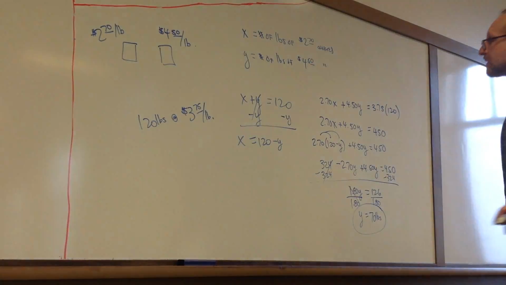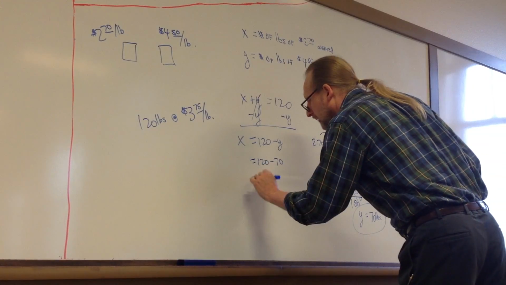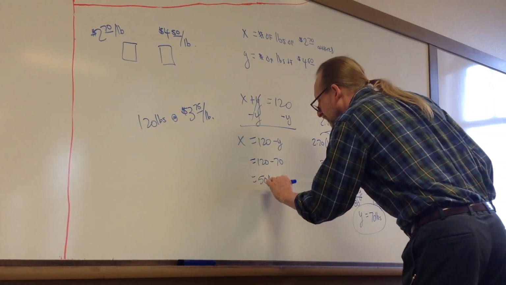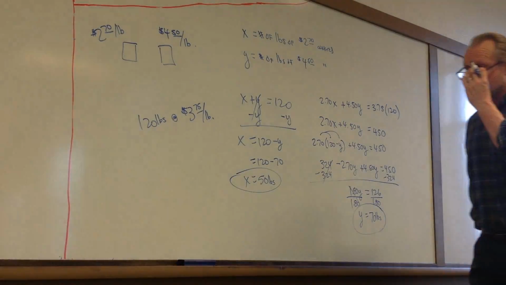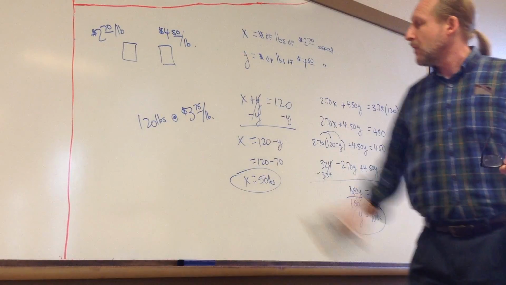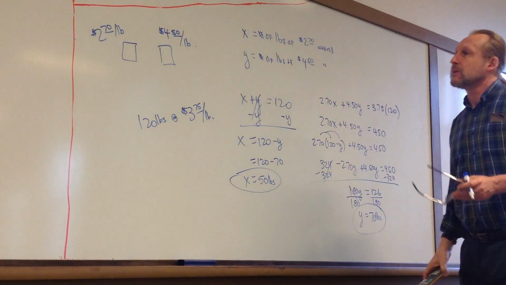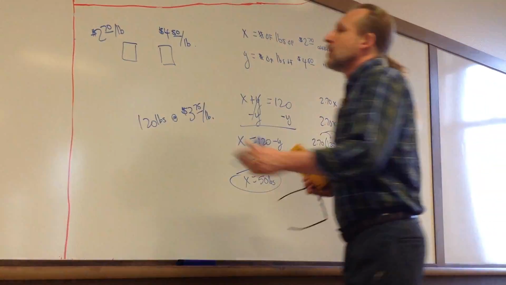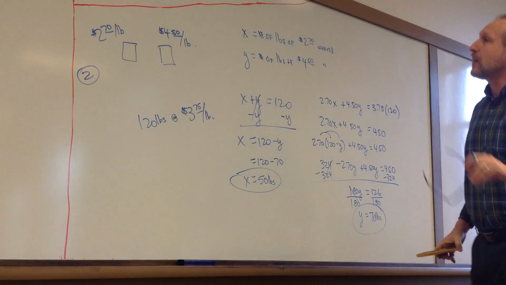70 pounds of the more expensive cookies, and then over here, x is going to be 50 pounds of the less expensive cookies. Okay? And that's kind of what we said at the beginning. Remember, this cost is closer to the more expensive cost, which says that there must be more of the more expensive cookies in that mixture. Okay, so this was problem 2 in those mixture problems.